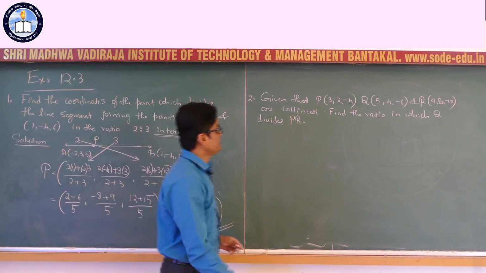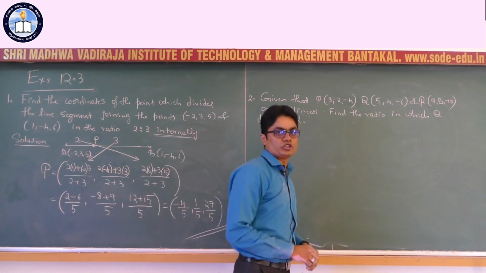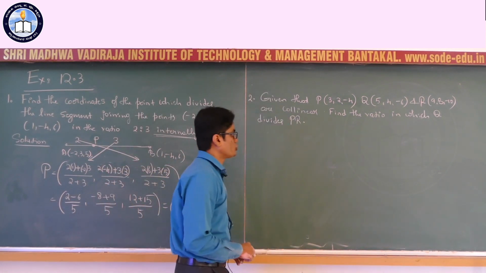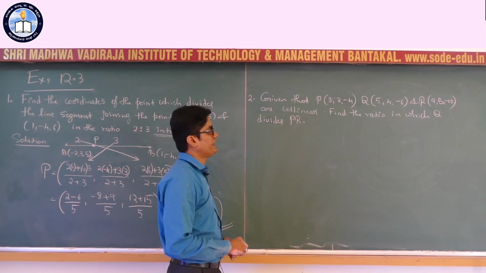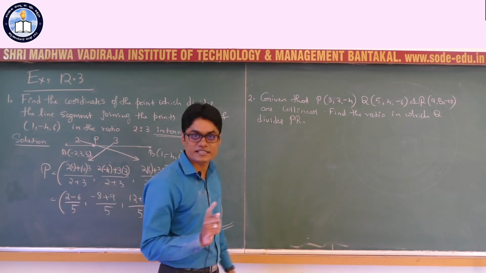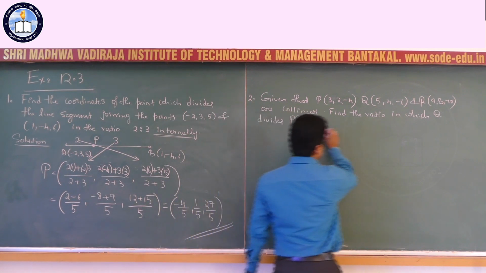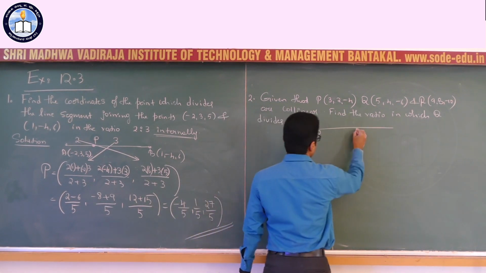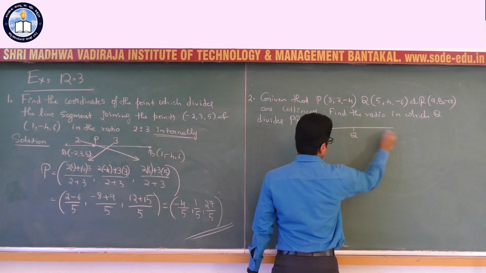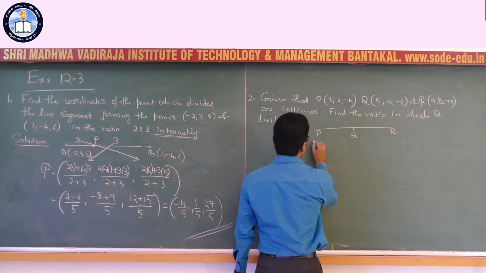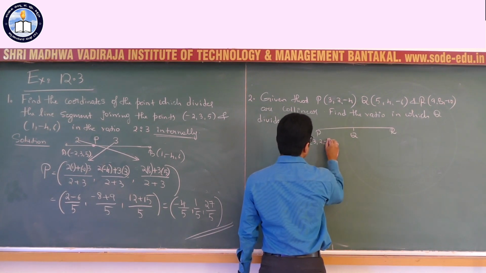Next one. Given that P(3, 2, -4), Q(5, 4, -6) and R(9, 8, -10) are collinear. What does collinear mean? They belong to the same line: P, Q and R. Wherever coordinates are given, write them in the diagram.